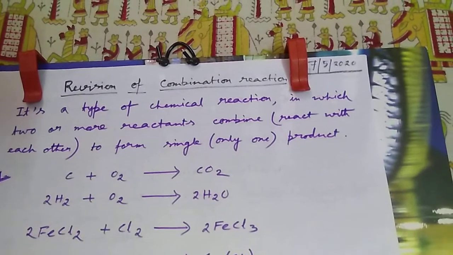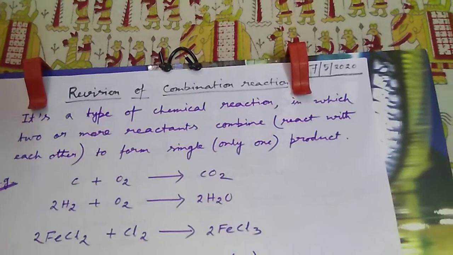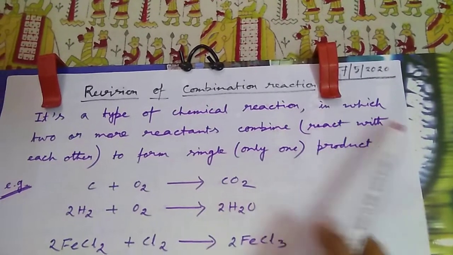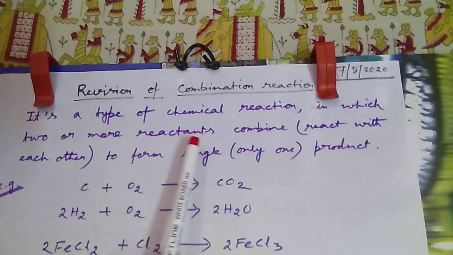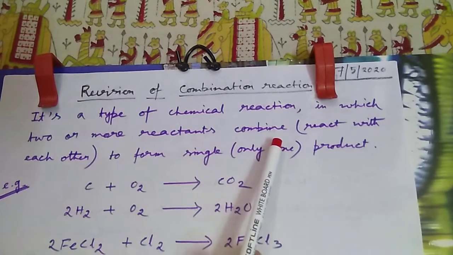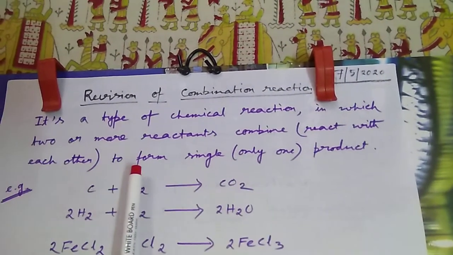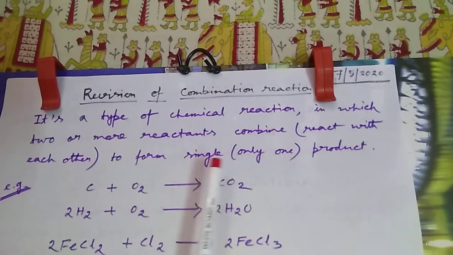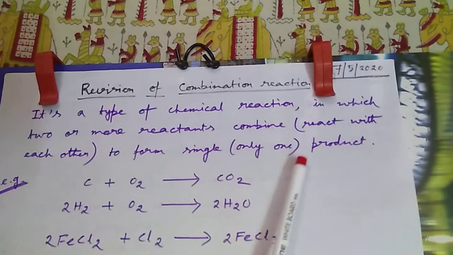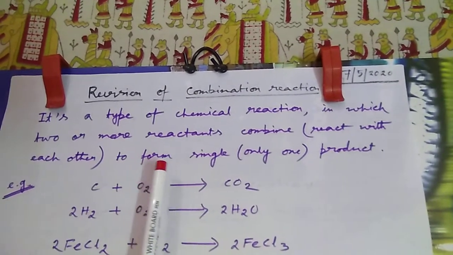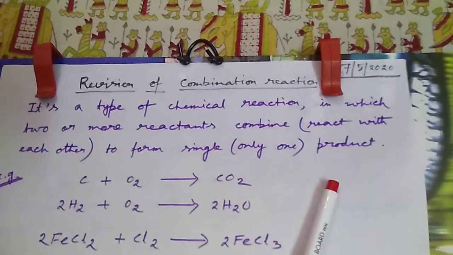Okay, let us start. First, combination reaction. It is a type of chemical reaction in which two or more reactants combine. That means two or more reactants react with each other to form a single product. That means only one product we will get. Reactants will be two or more, but the product will be only one.